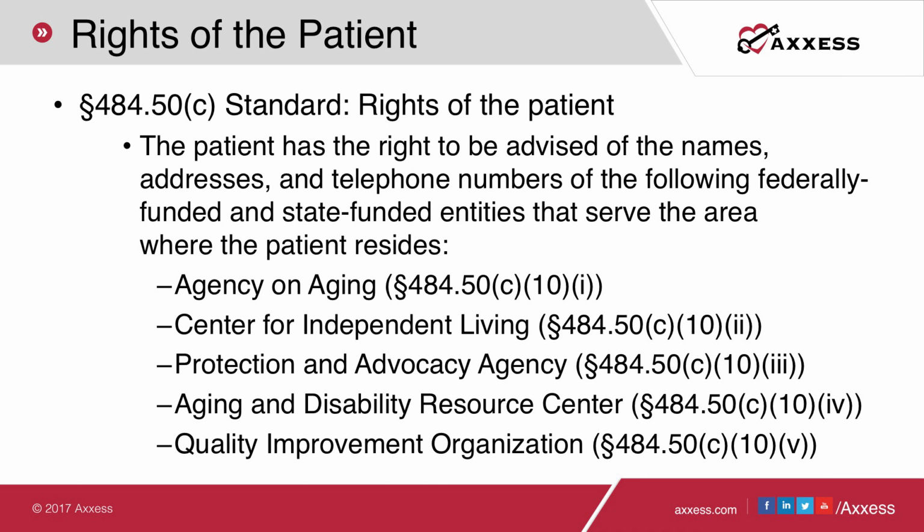But the 5 different phone numbers and entities minimum would be the Agency on Aging, the Center for Independent Living, the Protection and Advocacy Agency, Aging and Disability Resource Center, and then the Quality Improvement Organization. And that QIO, by the way, is who the patient would actually contact if they did not agree with being discharged or termination of services. We have to let the patient know about the QIO number. In that case, they have the right to call an appeal, and then we have a decision in that case to get back.